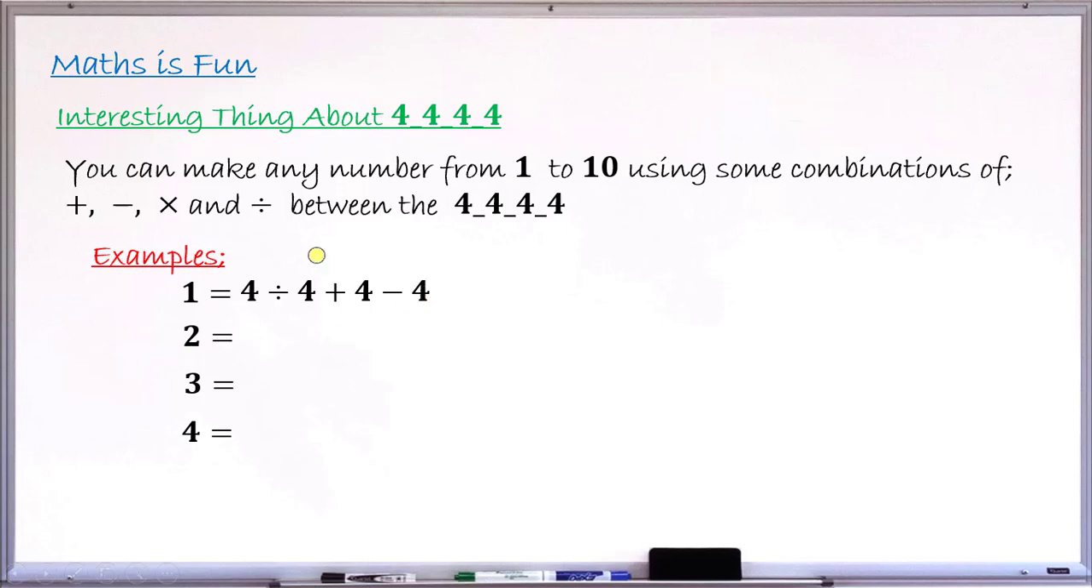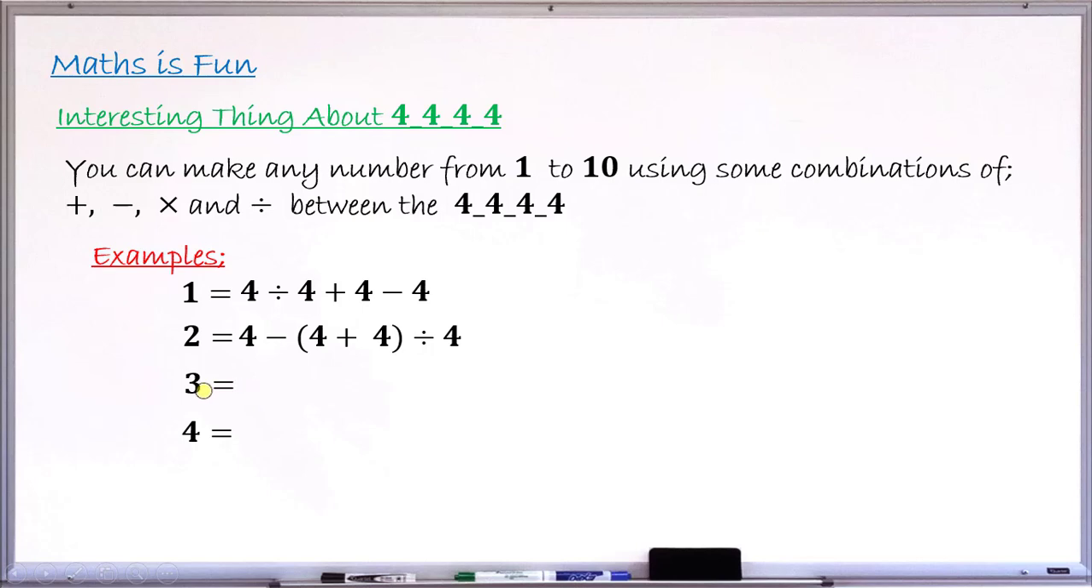If I want to make a 2, I will have 4 minus, bracket, 4 plus 4, then the bracket divided by 4. Minding our order of operations, the bracket first: 4 plus 4, you have 8. Next is division, so you divide 8 by 4. That gives you 2. So you now have 4 minus 2. You can see you have 2 in the end.